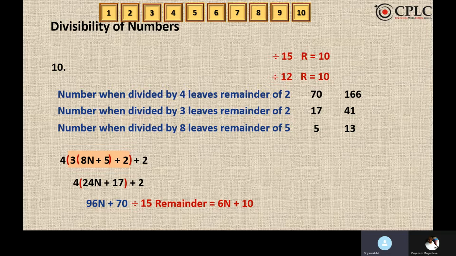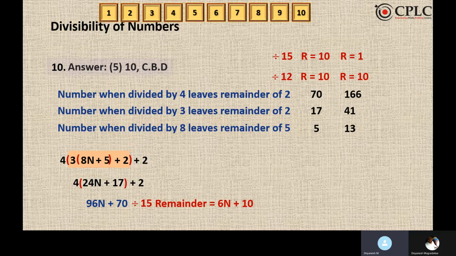So 166 when divided by 12 and 15, we'll have to check. 166 when divided by 12 gives a remainder 10, but when divided by 15 will give you a remainder of 1. And this should tell you a pattern: all these types of numbers, when divided by 12, give the same remainder, which is 10. But when they are divided by 15, in one case you get a remainder of 10, and in the other case a remainder of 1. So that means we cannot be sure about the answer. We need to make a rectification in the final answer, and the answer is option 5.